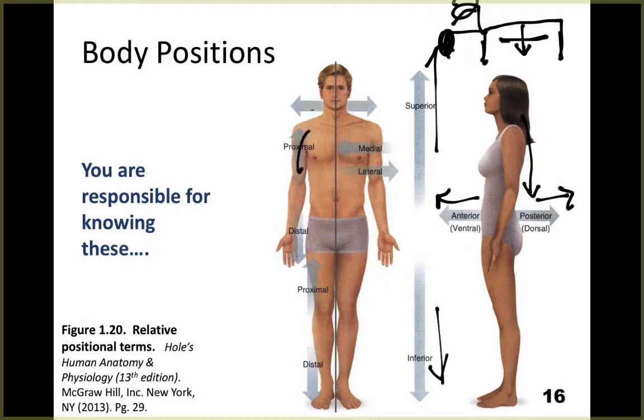Proximal is a point towards the body, distal as in distance, far away. Lateral is towards the outside. Medial, you think M for middle. So these give you a good idea of the different basic positions.